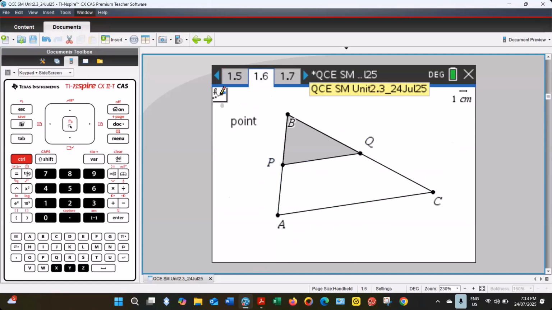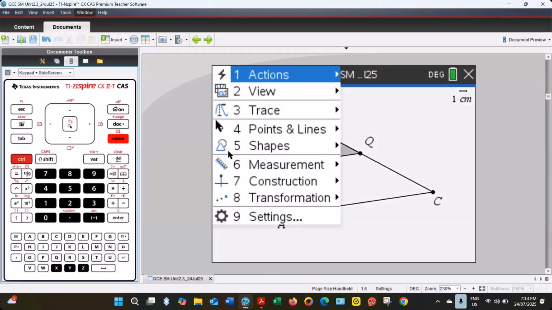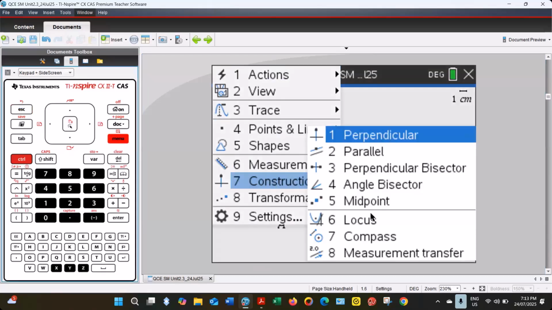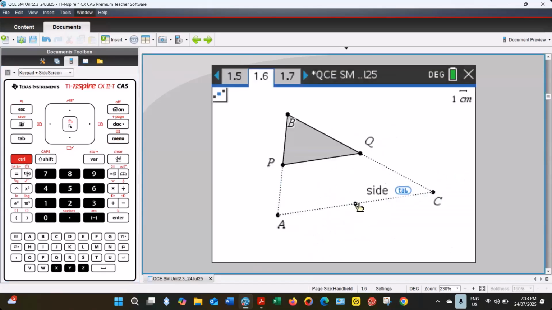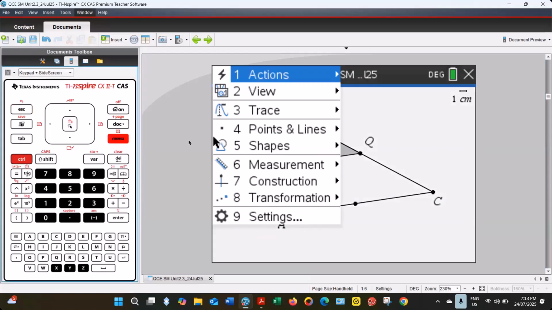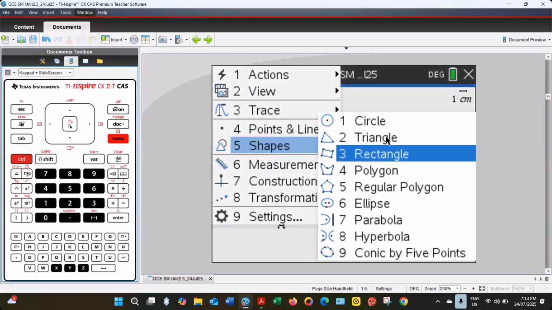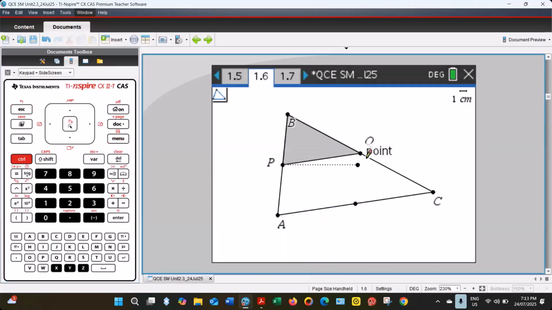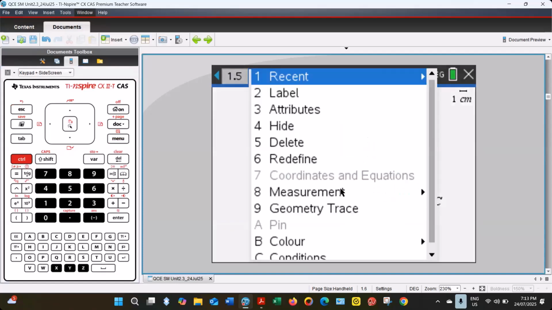I'll escape that dilation tool, and I'll draw another midpoint, rather. So back to Construction, Midpoint. I also want the midpoint of side AC, and I'm going to construct a triangle PQR. I'll just label that as well.